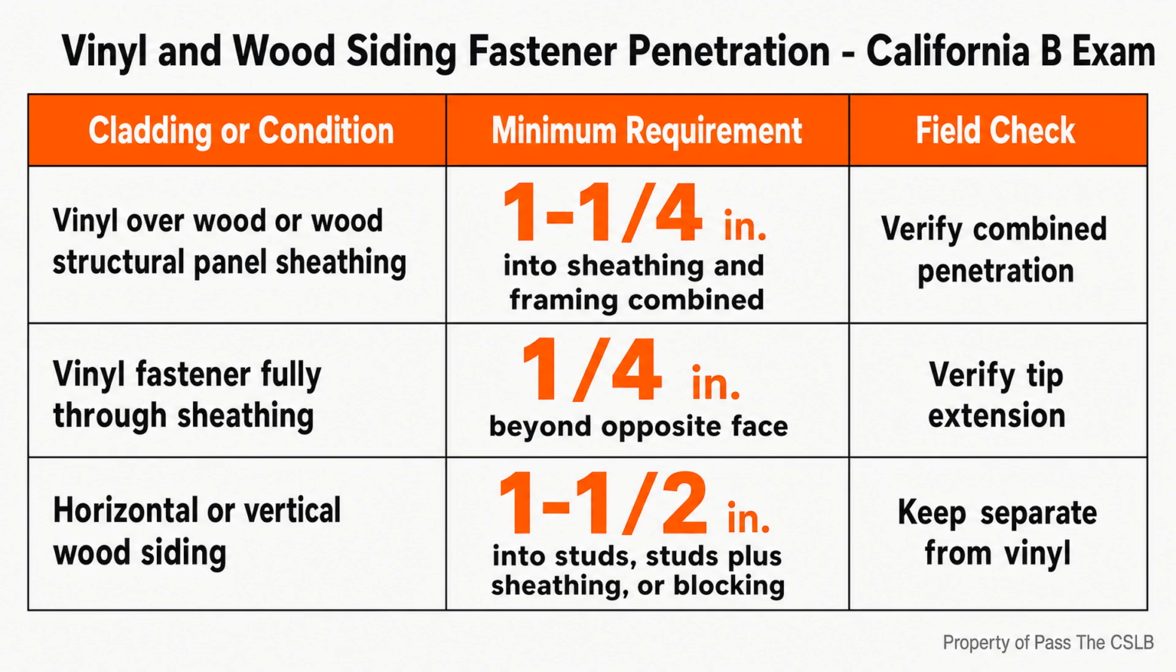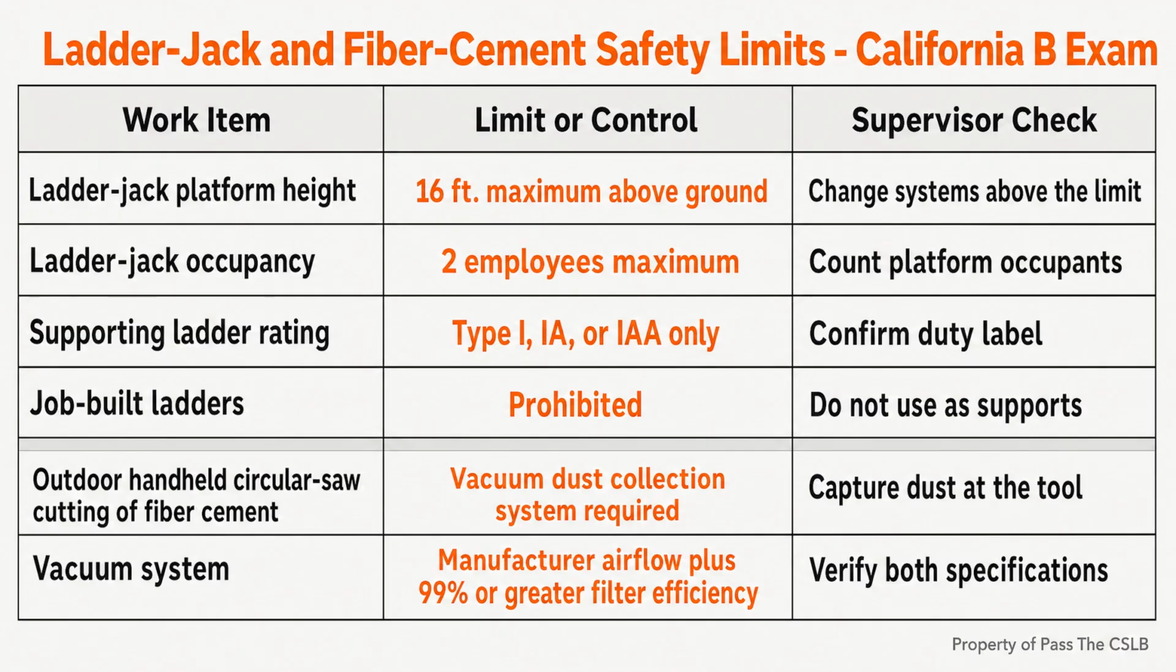If the answer jumps backward into the wall, the sequence needs attention. Siding work also brings two safety controls that are specific enough to memorize. A ladder jack scaffold platform may not be more than 16 feet above the ground. No more than 2 employees may occupy the platform. The supporting ladders must be Type 1, Type 1A, or Type 1AA duty rated, and job-built ladders are prohibited for this use. A personal fall arrest system does not make the ladder jack height limit disappear. The platform system itself has a maximum permitted height. I keep the equipment limit separate from any other fall protection requirement that may also apply.